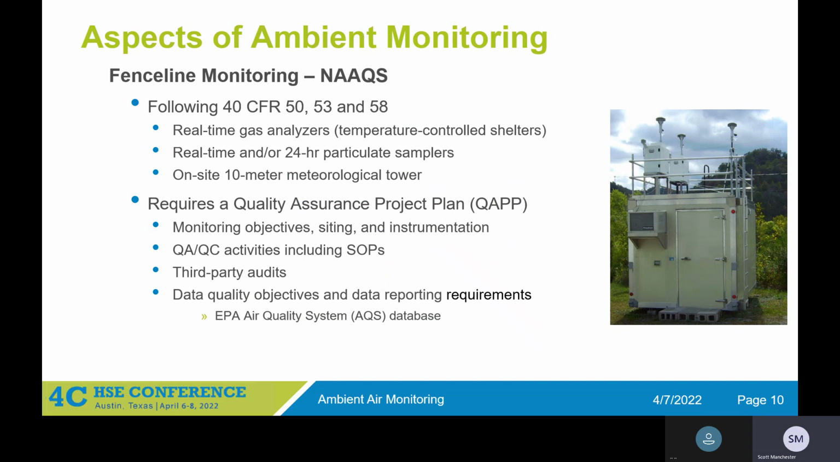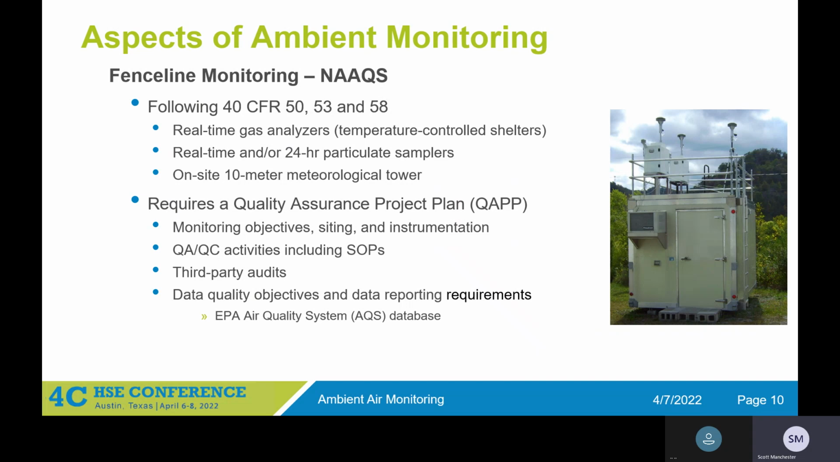So if the program is measuring against the criteria air pollutants, it's typically following guidelines that discuss ambient air monitoring in 40 CFR 50, 53, and 58. It's going to specify real-time gas analyzers, reference method models, or perhaps equivalent methods, but those are going to require temperature-controlled shelters. It's important to keep the temperature at the right level so that these can maintain their accuracy. These systems also typically can use real-time and/or 24-hour integrated particulate samplers for monitoring dust and airborne particulate.